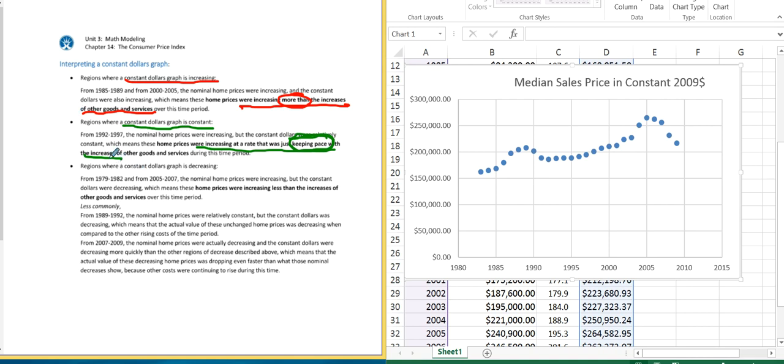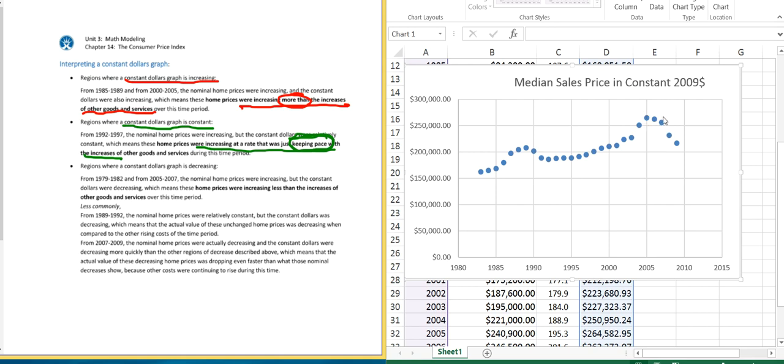All right, now where the constant dollars graph is decreasing. So let's look at, what did I say in the notes? 1979 to 1982. I don't have 79 to 82. I don't have that in this graph. I don't know. That might be a typo. I apologize. Maybe 2005 to 2007. So I might not have, for some reason, grabbed the entire data set. I don't have what was happening in the 70s. All right, so let's just focus right here.